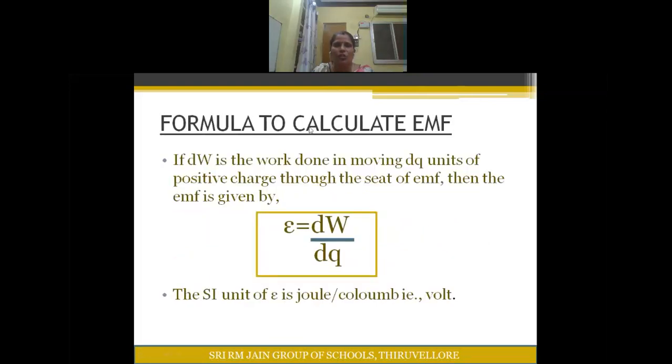Here is the formula to calculate EMF. If dW is the work done in moving dq units of positive charges through the seat of EMF, then EMF is given by E is equal to dW by dq. Its SI unit is volt, because we know that the unit of work done is joule and the unit of charge is coulomb.